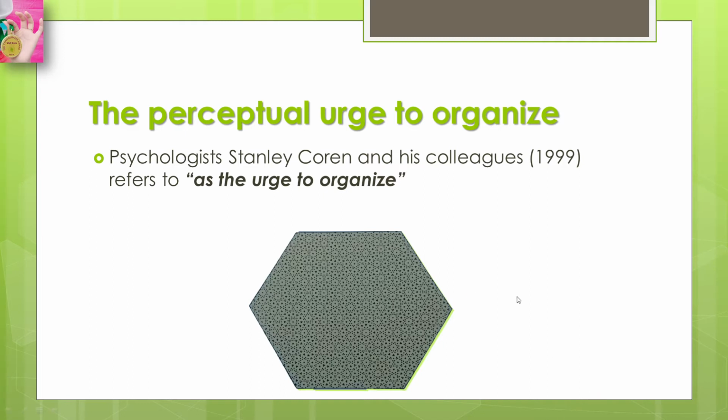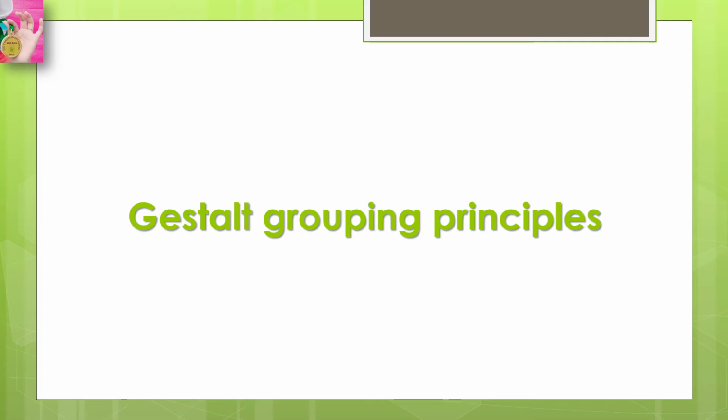So this is what the perceptual urge to organize means: if you just consider it as a whole, you will only see it as a geometrical shape, but if you pay more attention to its different forms, you will see different geometrical shapes and other designs, etc. Now let's start with the Gestalt grouping principles.